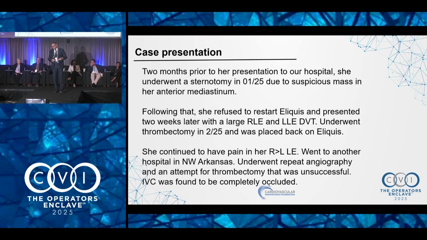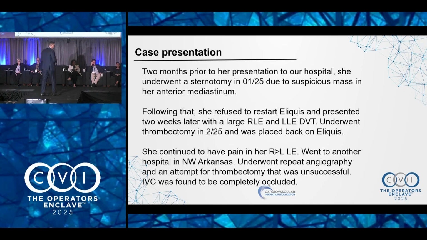She had multiple admissions for DVTs with medication noncompliance, and that really hit me hard when I'm thinking about the plan for her, because I'm really worried about putting stents in this lady, and I decided ahead of time not to put stents. Two months prior to her presentation, she underwent a sternotomy for a suspicious mass in her anterior mediastinum. Following that, she refused to restart Eliquis, presented 2 weeks later with a large DVT, right and left lower extremity, underwent thrombectomy in February, and then was placed back on Eliquis.